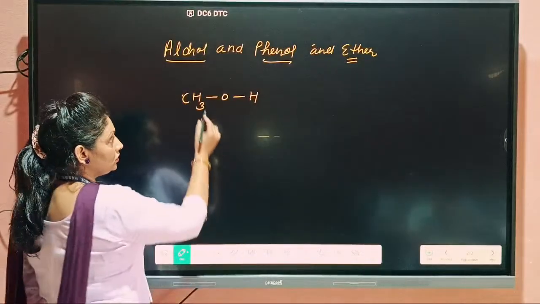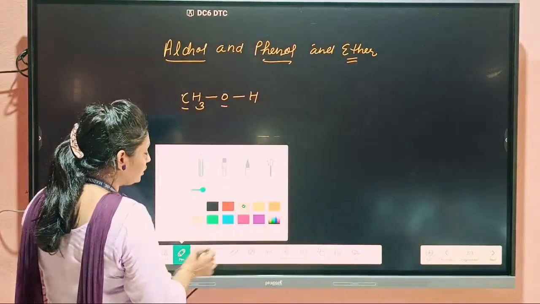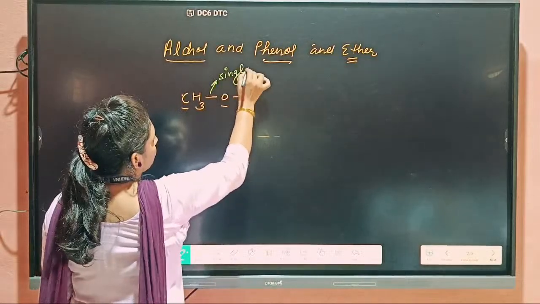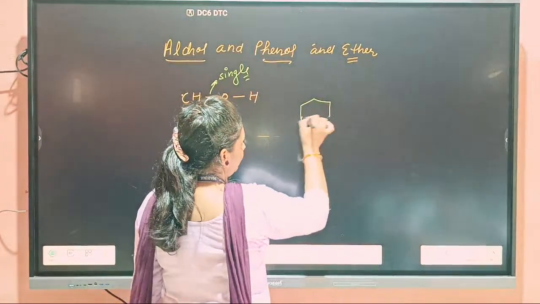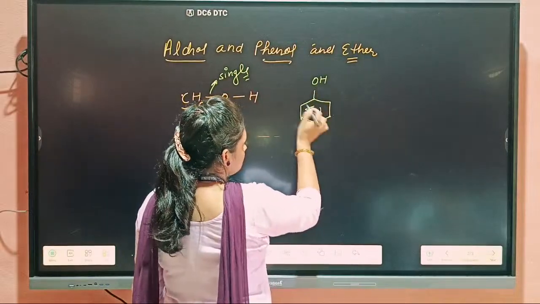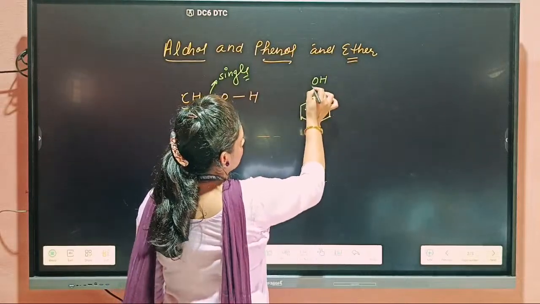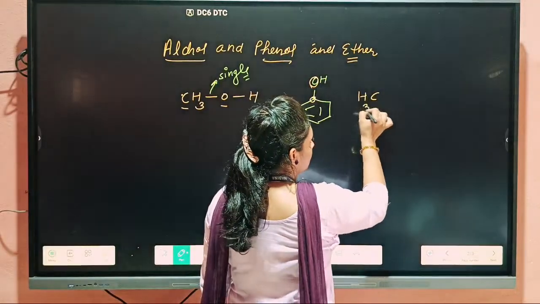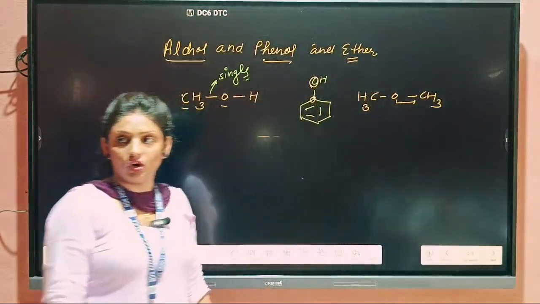In case of alcohol, there was a bond between carbon and oxygen. But what type of bond was there? There was a single bond between carbon and oxygen. In case of phenol also, there was a single bond between carbon and oxygen. In case of ether also, there was a single bond between carbon and oxygen.